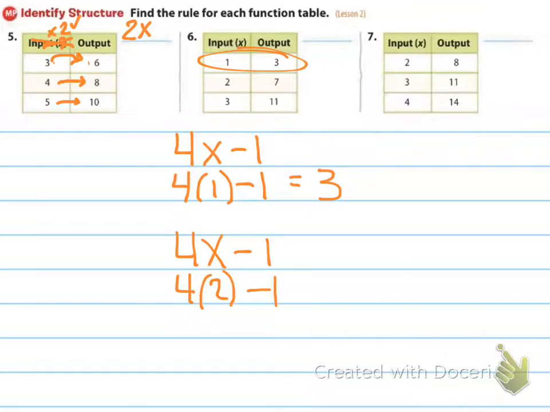Or sorry, 4 times 2 is 8. 8 minus 1 is 7. Sure enough, that works with this one. So far, so good. So then I just have to check it with my very last one.